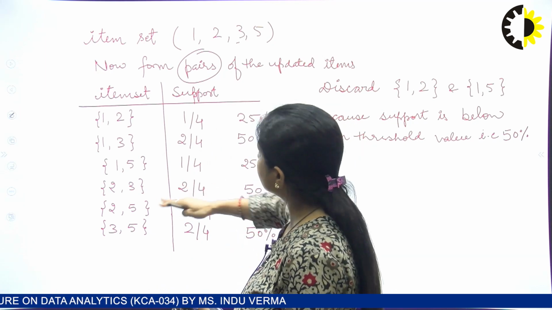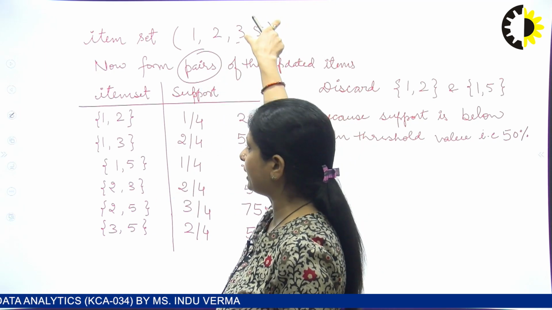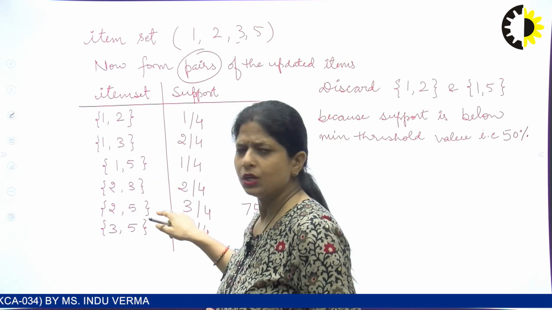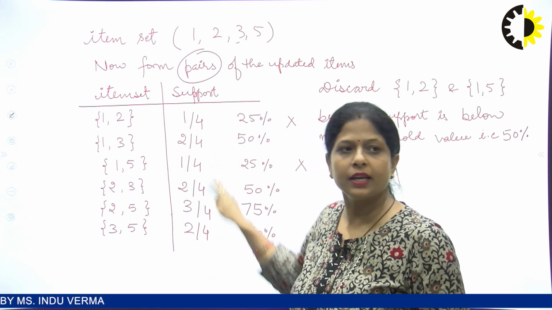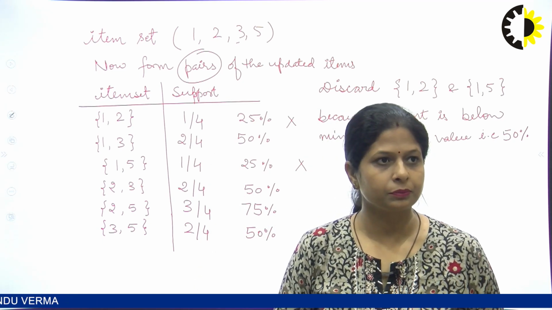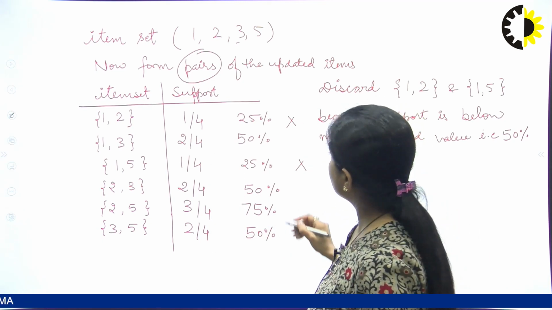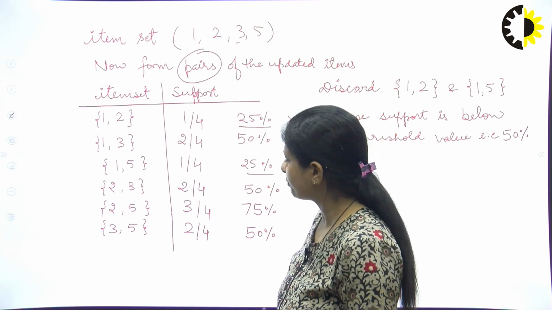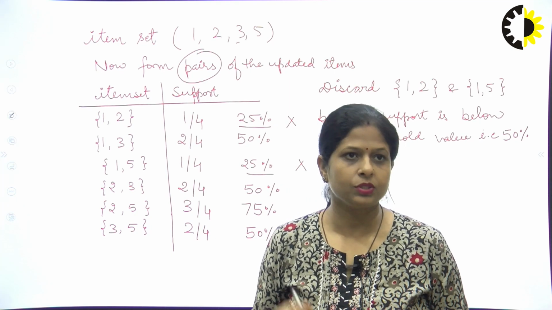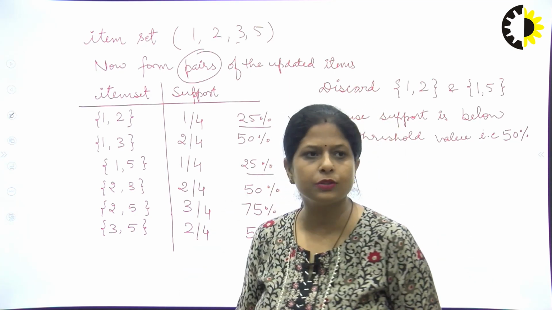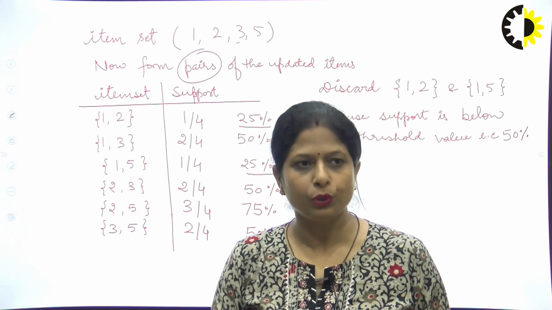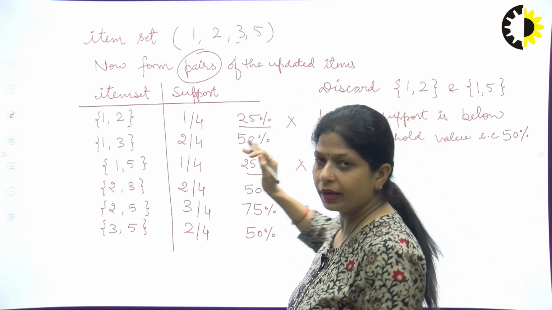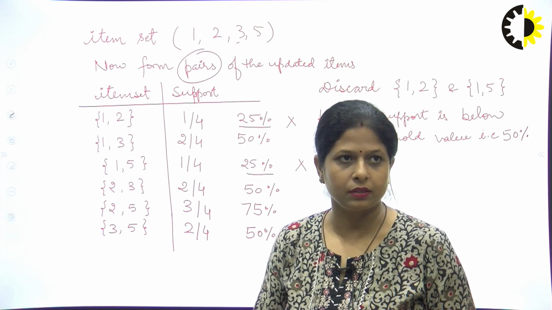We have formed the pairs from the updated item set: 1,2; 1,3; 1,5; 2,3; 2,5; and 3,5. Again, we identify the support. We see that 1,2 is just 25% and 1,5 is just 25%, so we discard these sets. Why? Because again they are below the minimum support value of 50%, so we have to discard them.